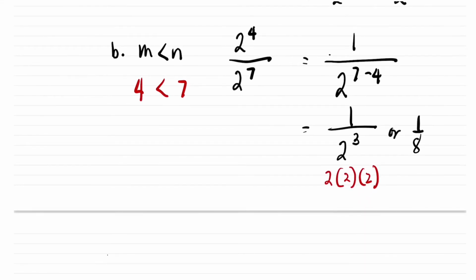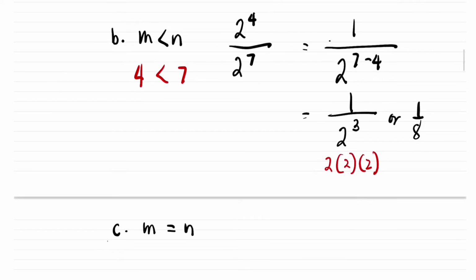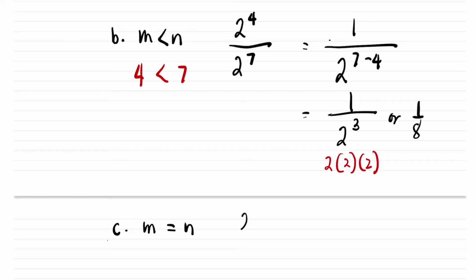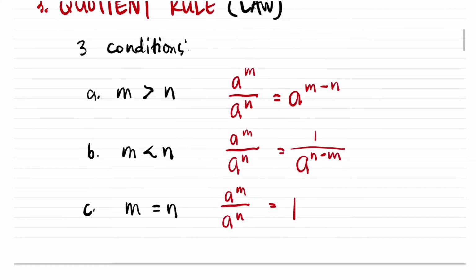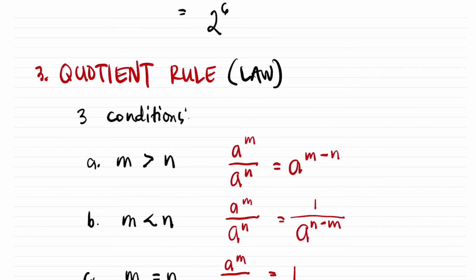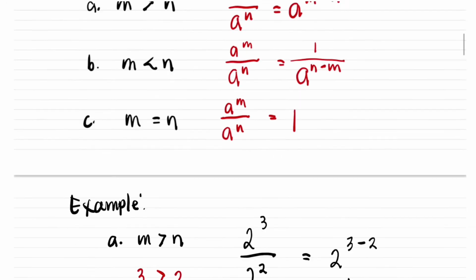Now let's go for the third condition, which is m is equal to n. If I have 2 to the power of 3 over 2 to the power of 3, then 3 is equal to 3, so our solution would be 1. We simply cancel these out and it leaves us with 1 divided by 1, and the answer is 1. So this is the third rule or the third law. You have to observe 3 conditions.